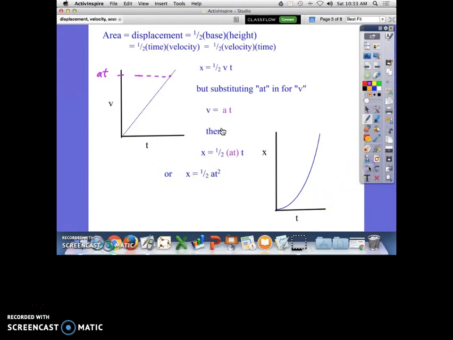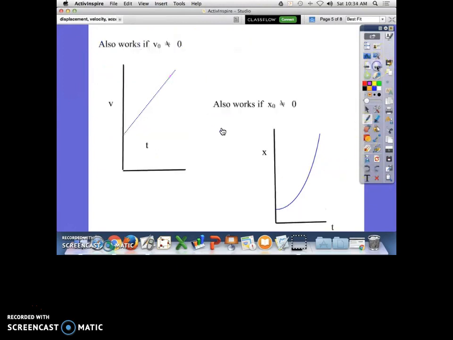Now, what happened to my x sub 0? Well, in that case, I'm starting at 0, so it's there. What happened to my v sub 0? Well, in this case, I'm starting down in the corner. It's at 0, so it's not present to look at because we don't need it. Just pointing out, this also works if v is not 0. And it also works if the starting position is not 0. It's just a little more complicated.